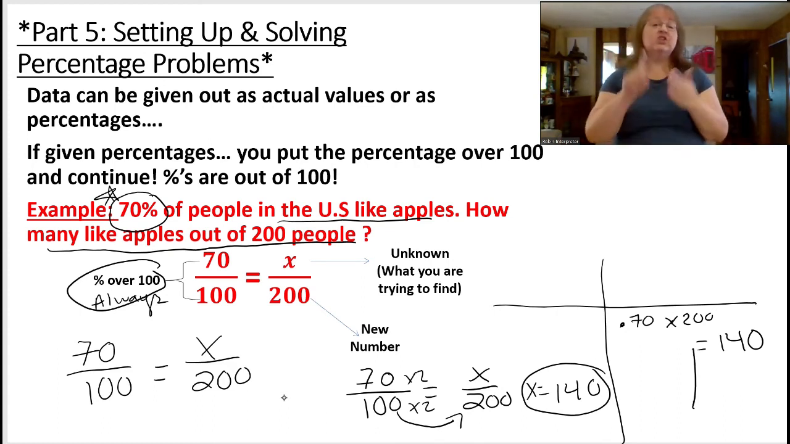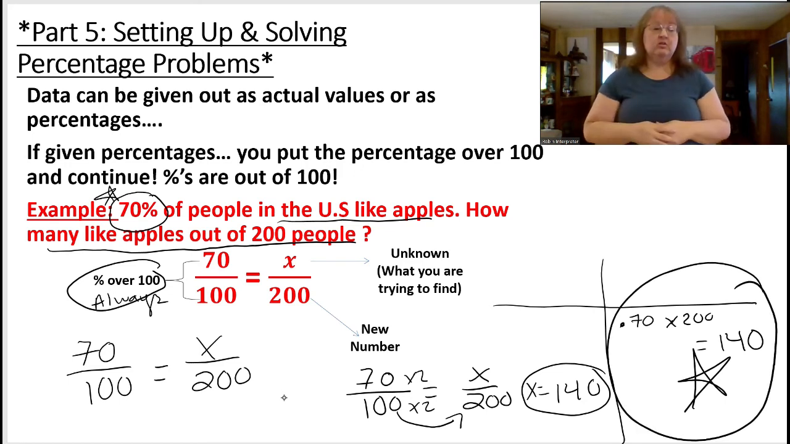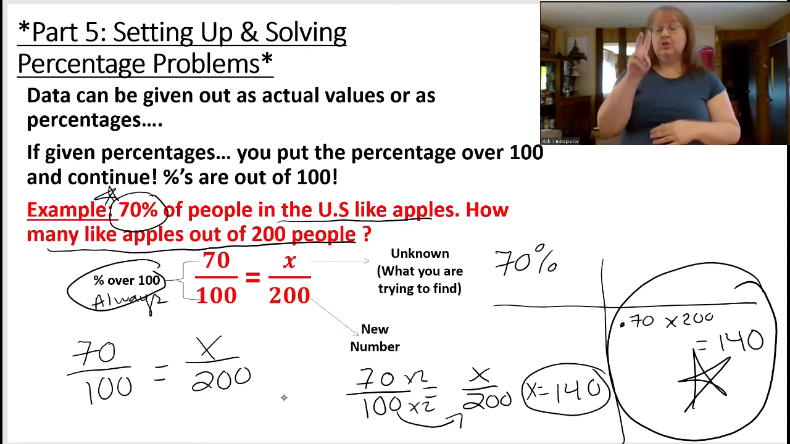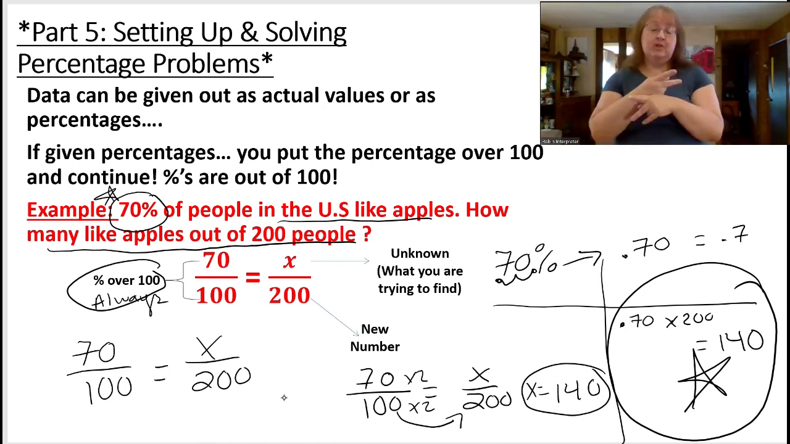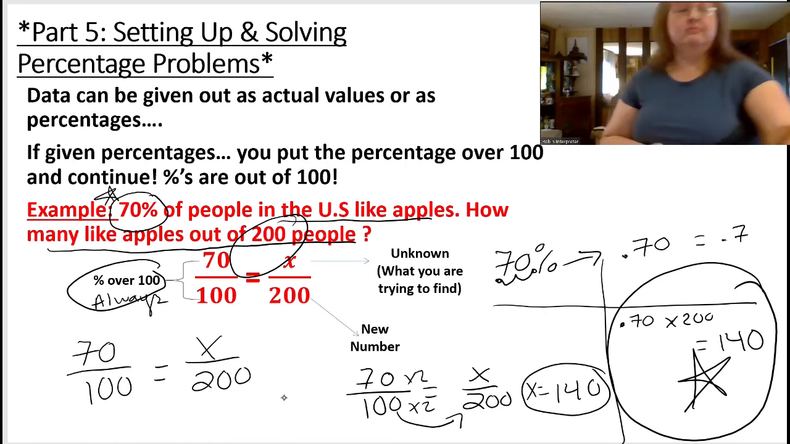So you can use this to check your work right here. Okay, convert the percent to a decimal. Find the decimal, move it 2 places to the left, and you get 0.70. It's the same thing as 0.7. Okay, and then multiply it by the quantity. But we want you to use proportions.